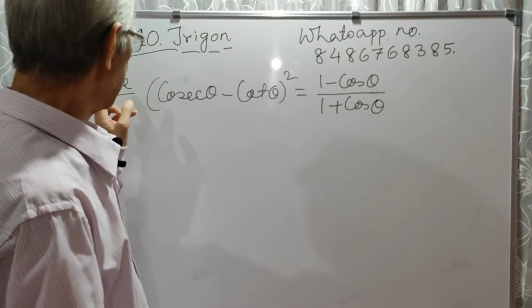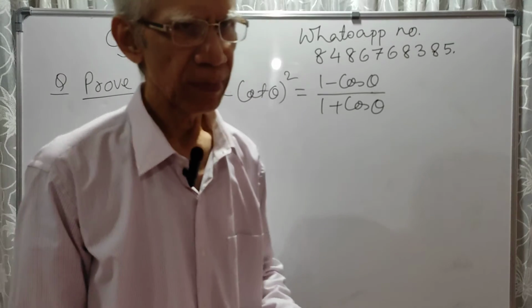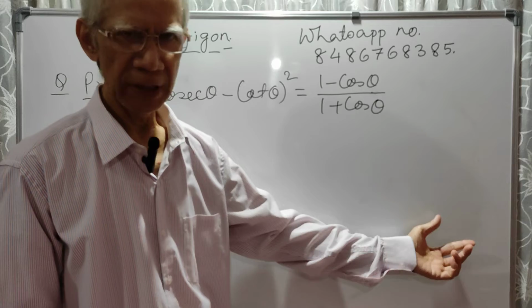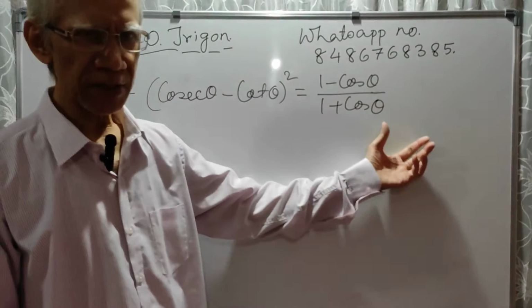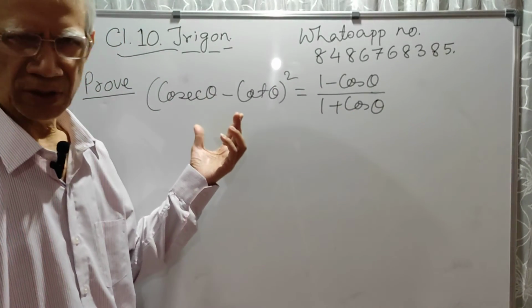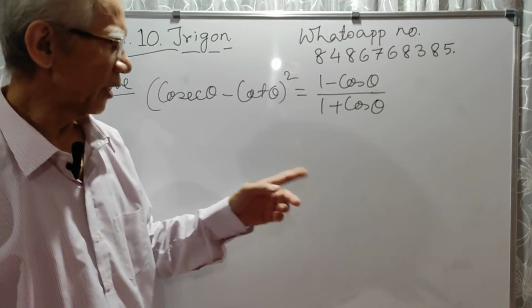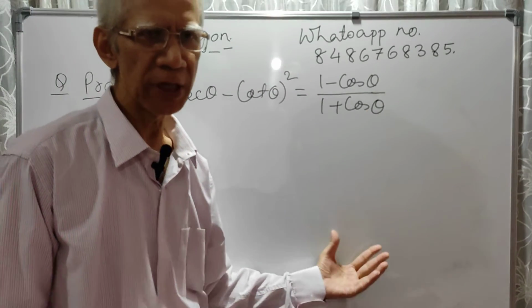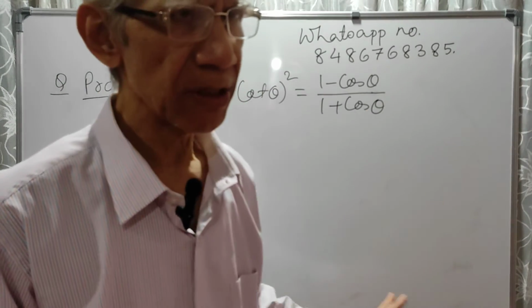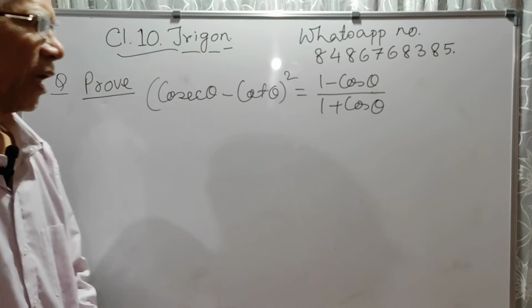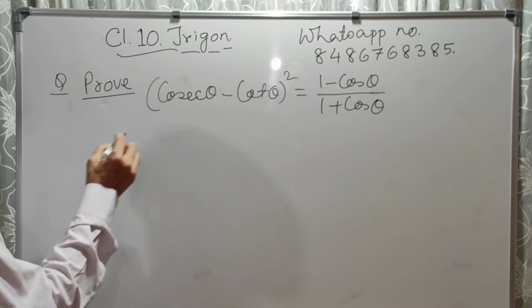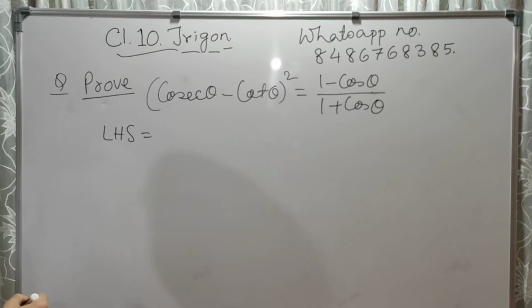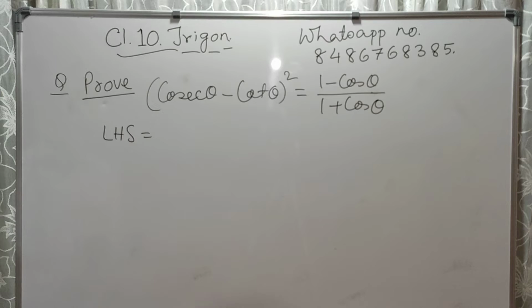Now when you are asked to prove something, you can start from left hand side and obtain right hand side. That is one way. Or you can start from right hand side and obtain left hand side, which is not usually done. And thirdly, you can do left hand side and right hand side separately and obtain the same answer. Therefore, left hand side equal to right hand side. Okay. So this one, let us go from left hand side to right hand side. So left hand side equals cosec theta minus cot theta whole square.